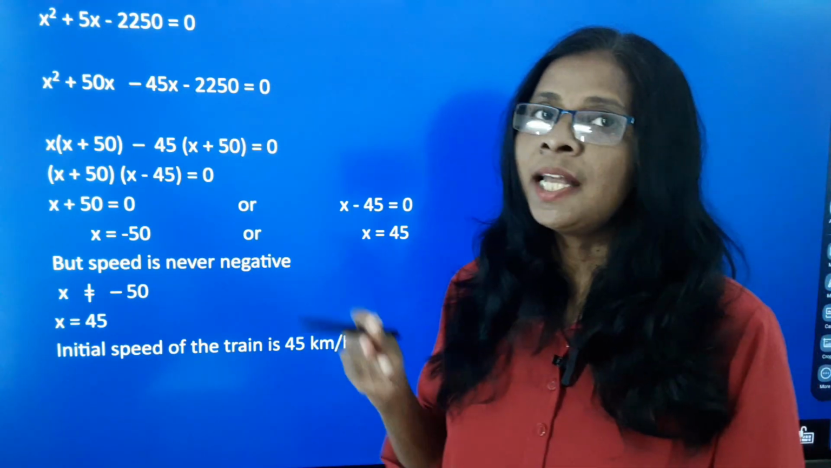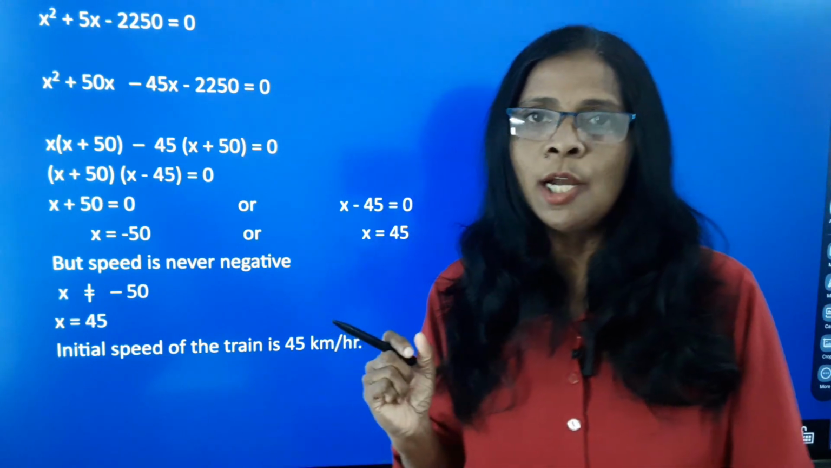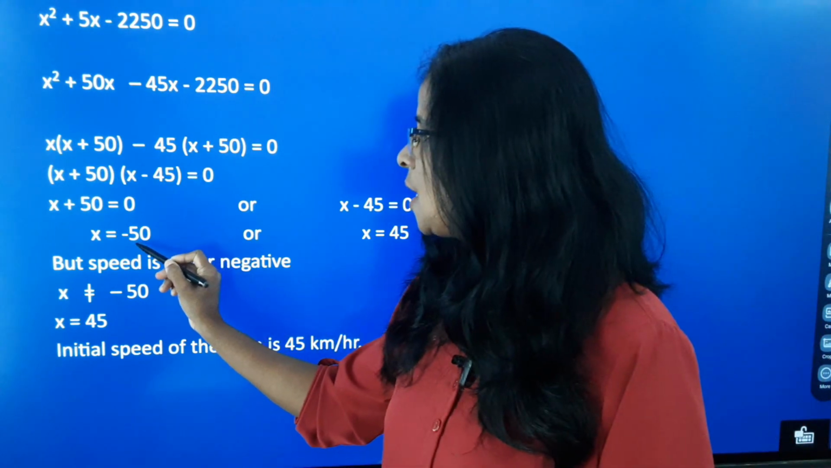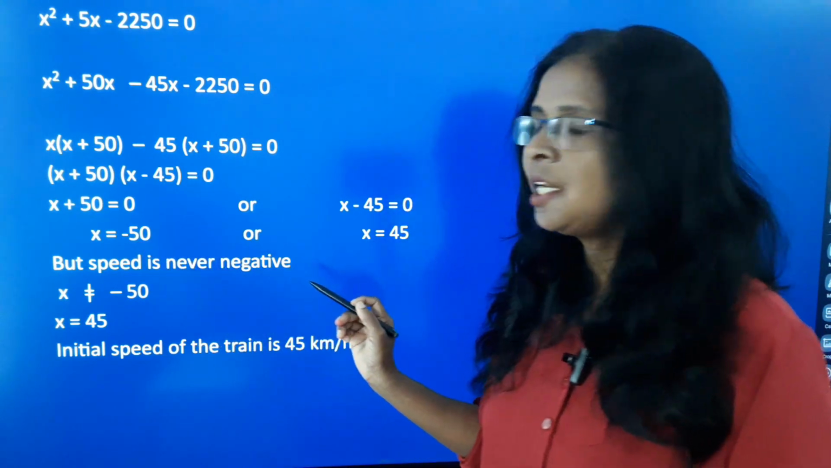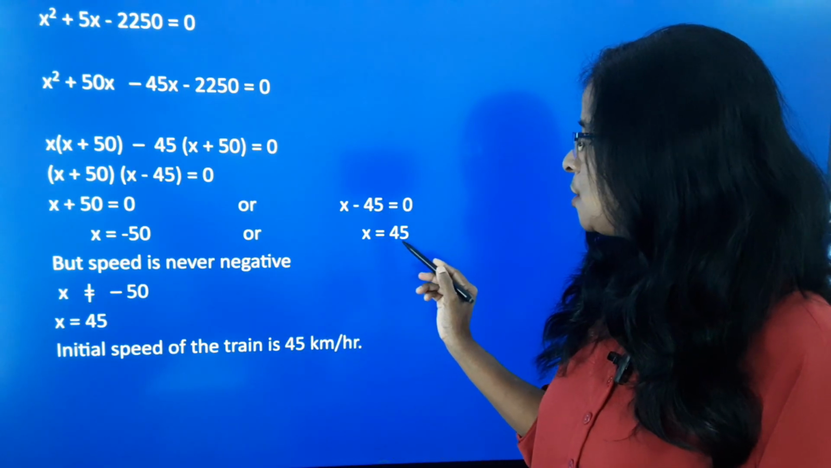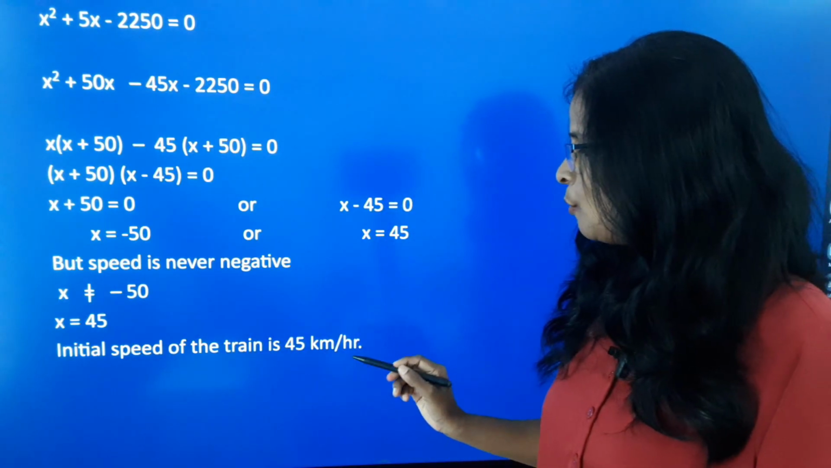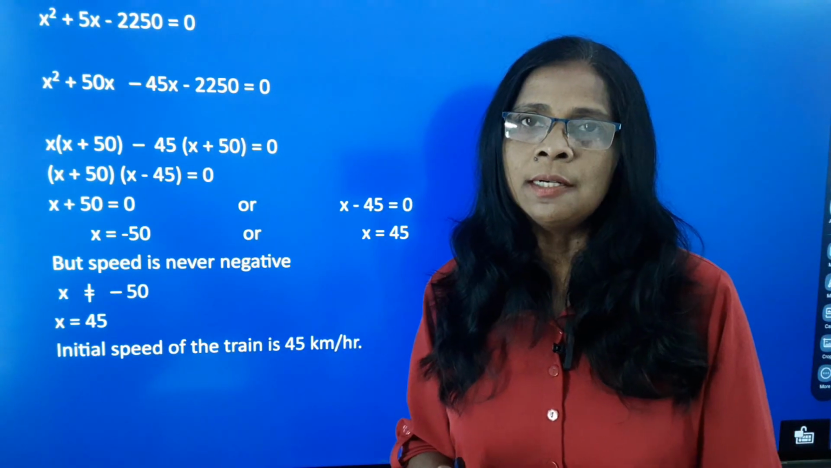Now here the value of x means the initial speed, but here one answer is negative, so speed is never negative, so it is unacceptable. And the acceptable answer is x is equal to 45. So the initial speed of the train is 45 km per hour.